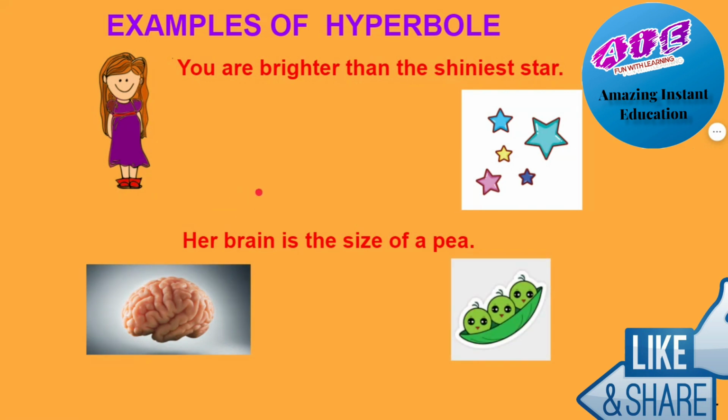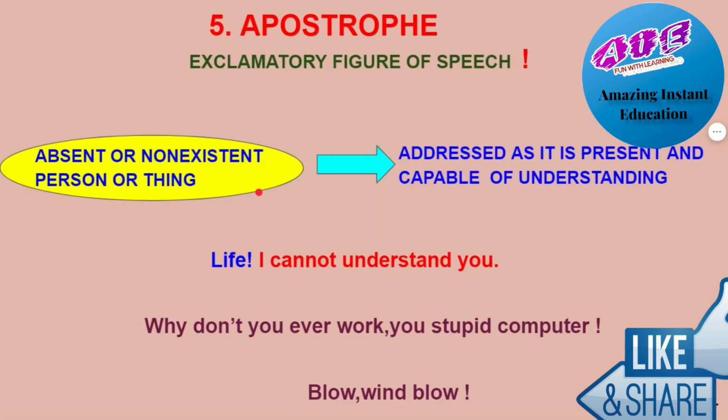So let's look into the next type of figure of speech, apostrophe. An apostrophe is a figure of speech in which a non-existent person or thing is addressed as if it is present. So it is an exclamatory figure of speech, as an exclamation is used in it. Let's look into some examples of them.